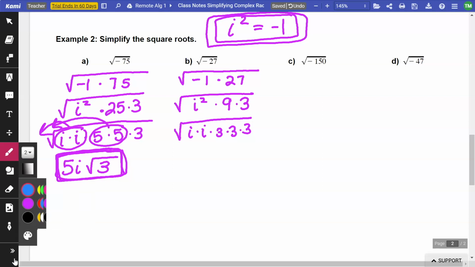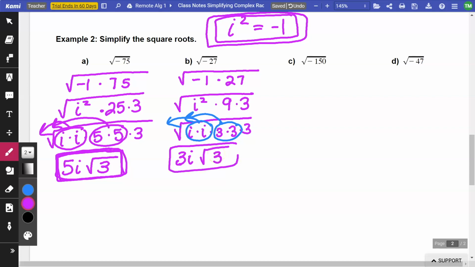Again, we have groups of 2: 2 i's, 2 3's. We're going to bring those out in front. So we're going to have a 3 and an i out in front times root 3. So the square root of negative 27 is 3i root 3. Go ahead and try out part C and D on your own. Pause the video, press play when you're ready to check your answers.